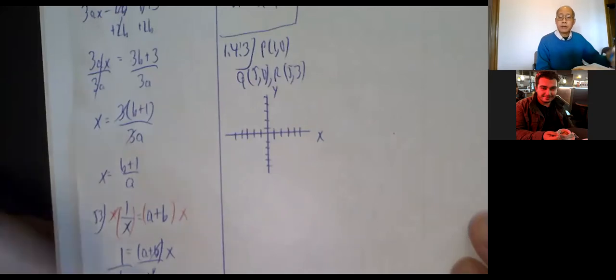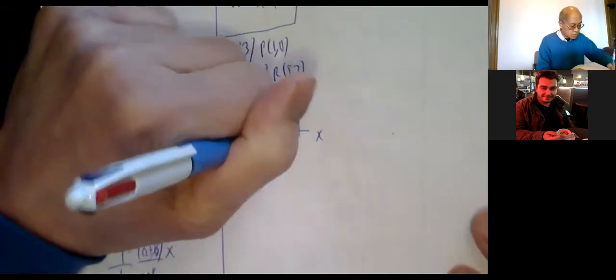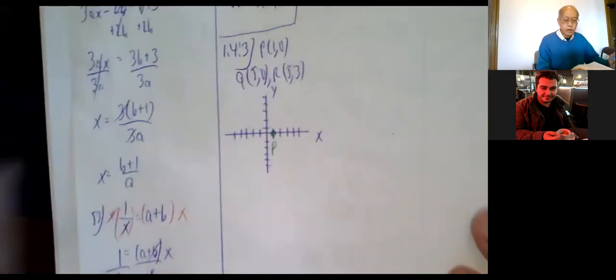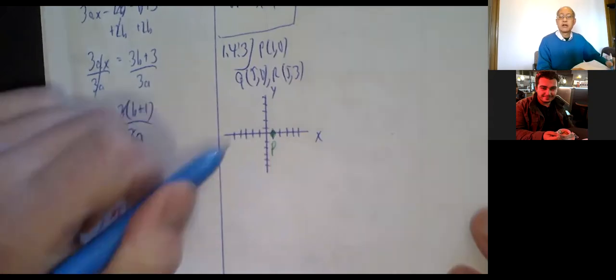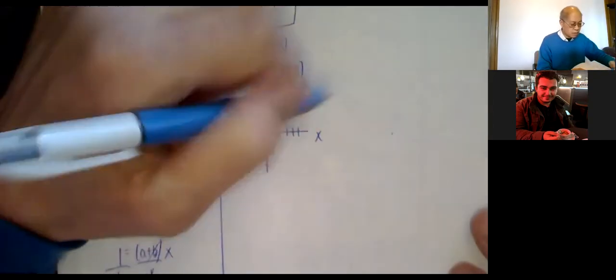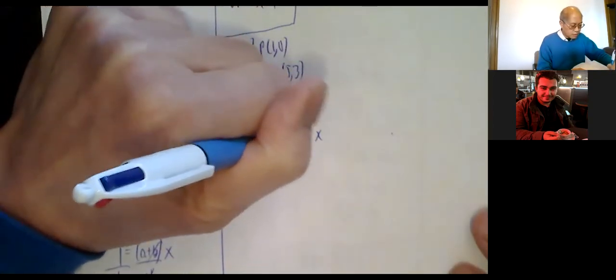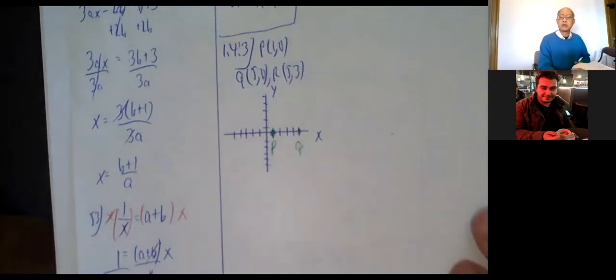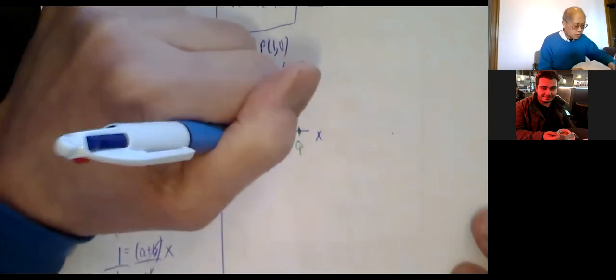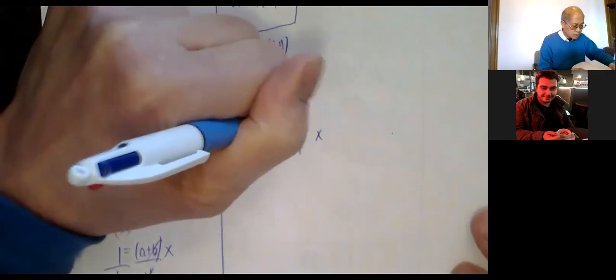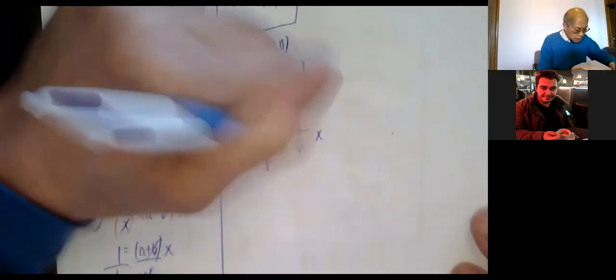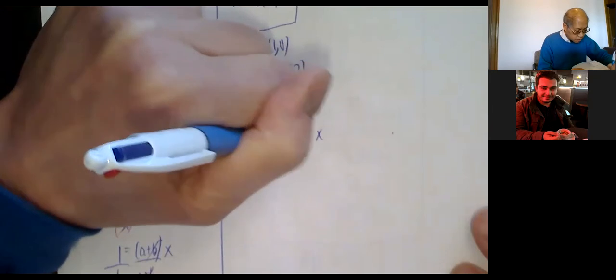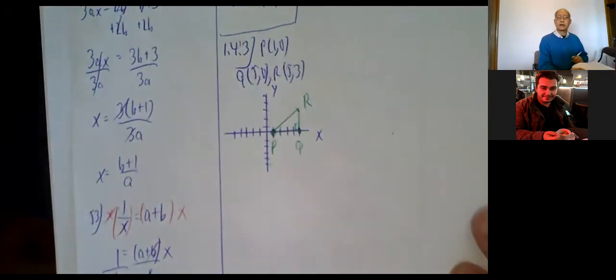All right, so what do I do? P is 1, 0. So 1, 0, there's point P, right? And then 5, 0. 1, 2, 3, 4, 5. There's Q. And R is 5, 3. 1, 2, 3, 4, 5. 1, 2, 3. Okay, so there's R. All right, so I just connect them and I get my right triangle. Like that.